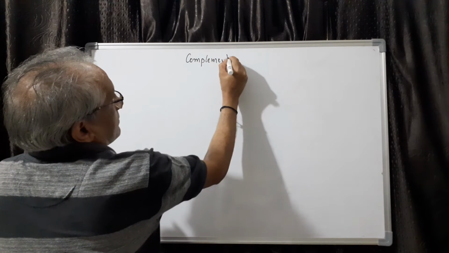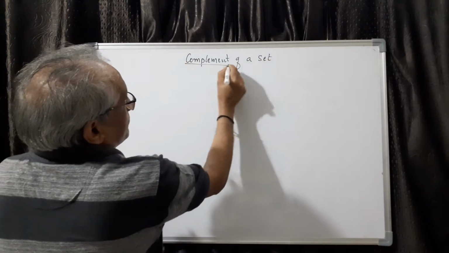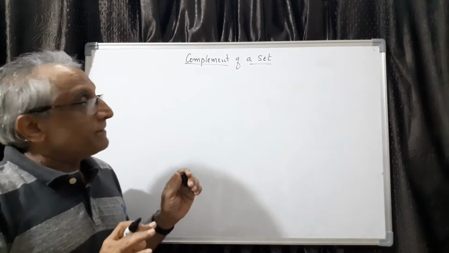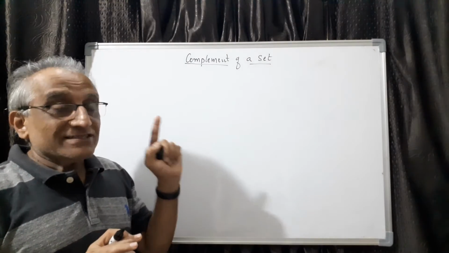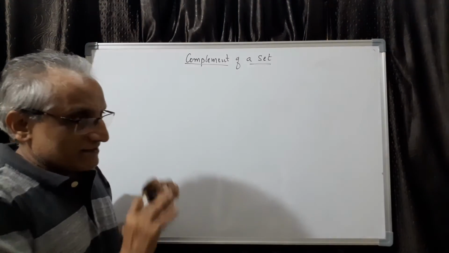Complement of a set. See, the difference is this. For the set difference, you need to have only two sets, A and B. But for complement, what is required is that the universal set must be given if you want to find the complement. Now, let me give an example first.